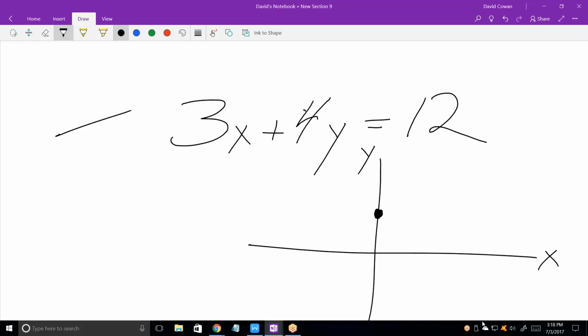In other words, let's back up a second here. This bothers me a little bit.